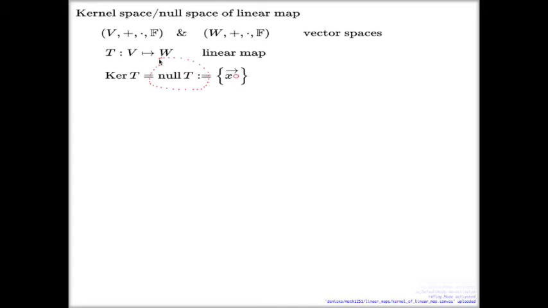These are just the notations. The actual definition is like this. This is a collection of all those vectors in the domain which are sent to the zero vector by your linear map. That explains the term null space. It doesn't explain the term kernel. Historically, this is also called kernel. That's why we do that.